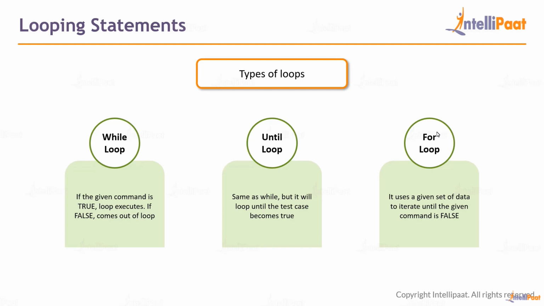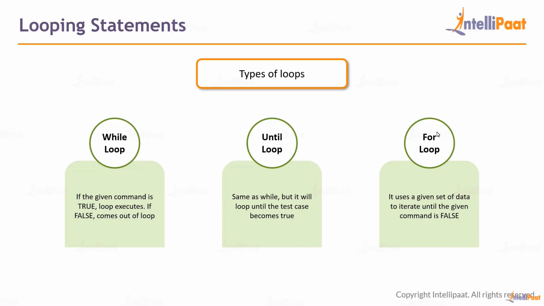Now coming to until, it is the same as while. It is very similar to the while statement, but it will loop the test case until the test case becomes true. So it is an opposite version of it. In while, if the condition is true, it will keep looping. But in until, the condition will be false. If it is false, it will loop, and once the condition turns true, it will quit out of the loop. So it is basically the opposite version of the while loop.